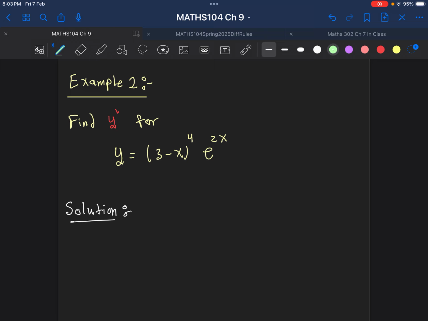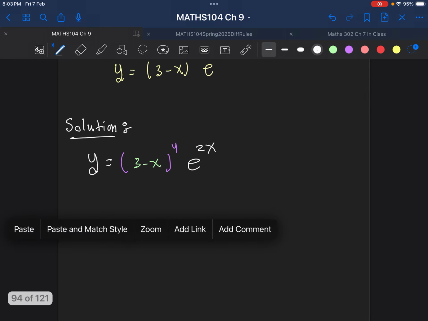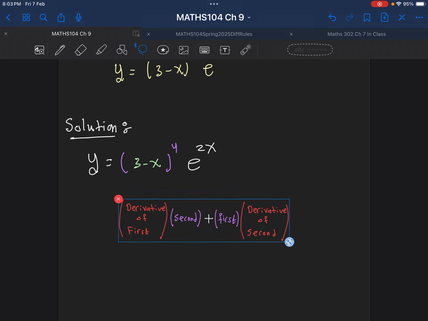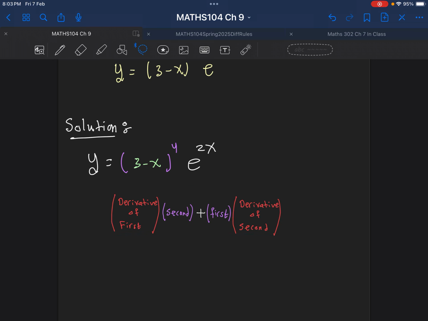So the first step, I would suggest we write y, and then I will use the colors I used in the previous part. The outer function will be in purple, the inner function will be in green, and I'll keep the other function, for which I will use the product rule, as is. Next step, we will write the formula for the product rule. So we have y prime is equal to this one.